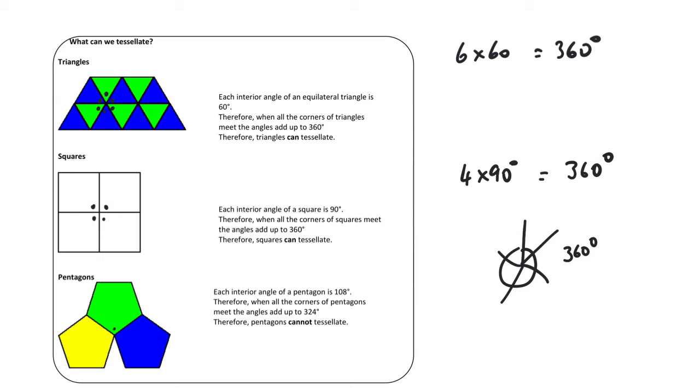Now in a regular pentagon, all the angles are 108 degrees. So here we've got 3 times 108, which gives us 324 degrees. So therefore we can't tessellate regular pentagons together because it does not equal 360 degrees. To make a tessellating pattern, we'd have to add in an isosceles triangle every now and again to make it fit and fill in. But we couldn't tessellate with pentagons exclusively.